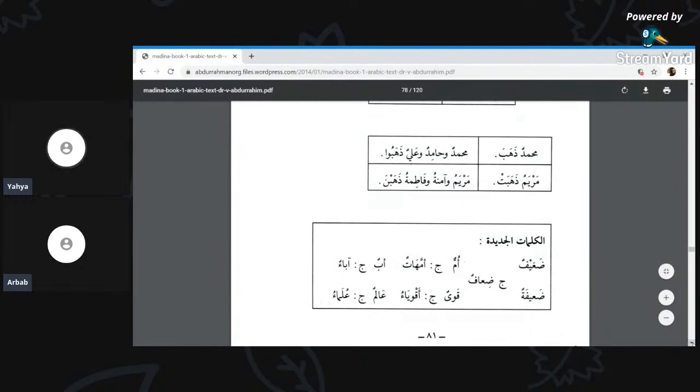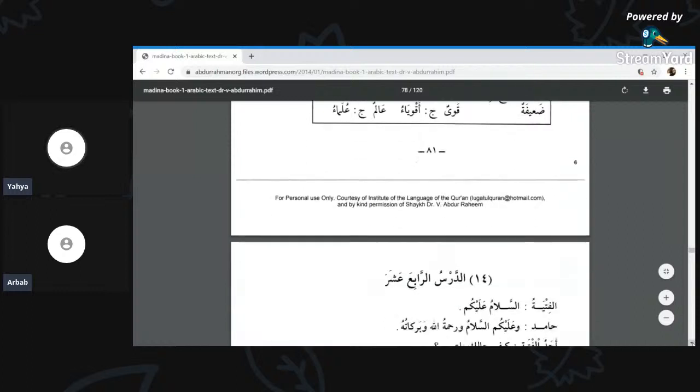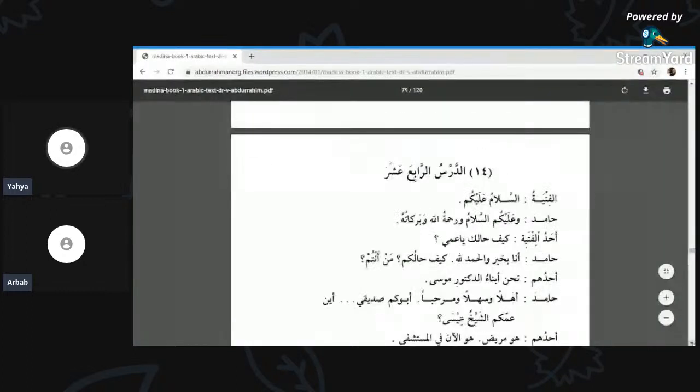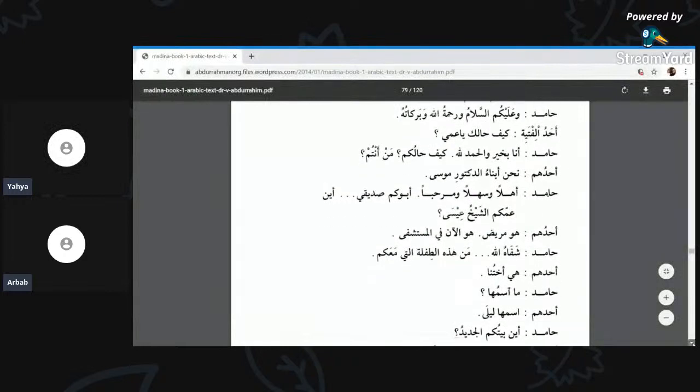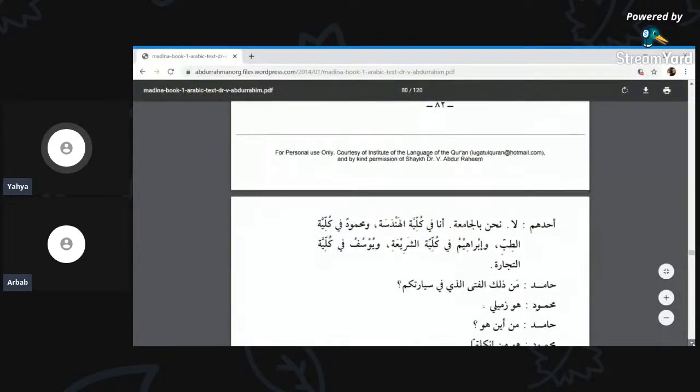And dahabna, you can see it's got dahaba, but then the ba has taken a sukoon, and then we've just added a noon on the end with a fatha, and it's become dahabna. Okay, and now the 14th lesson. Scroll through.